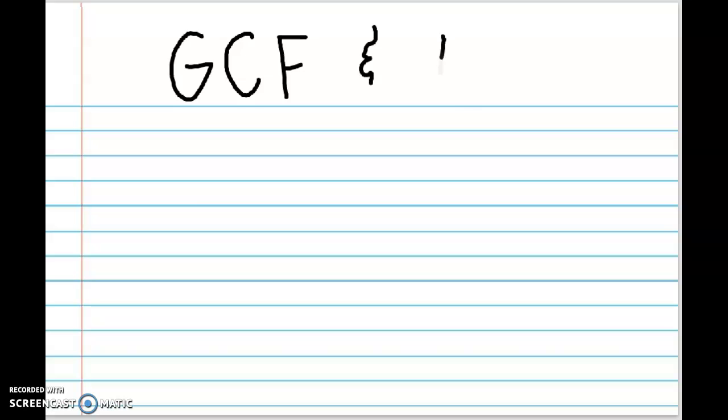So I want you to go ahead and title this page in your journal. GCF and LCM. We're going to define what those mean in a second, because obviously they stand for something.